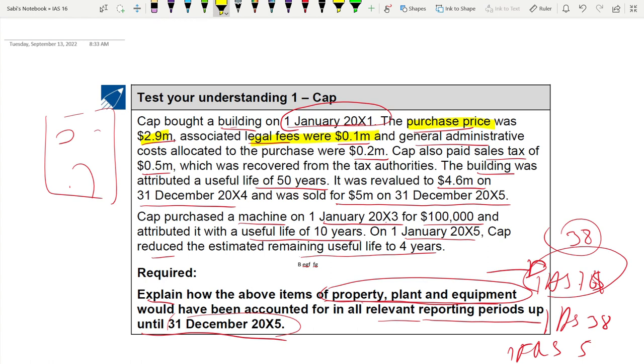General admin is 0.2. Will general admin be capitalized? The 0.2, will it be capitalized, or is it an expense? It's an expense. I will highlight it in a different color. This is an expense. What about sales tax, which has come from the tax authorities? This is also an expense. So these two are expenses. Only capitalized are 2.9 and 0.1. So add both. That is your cost.